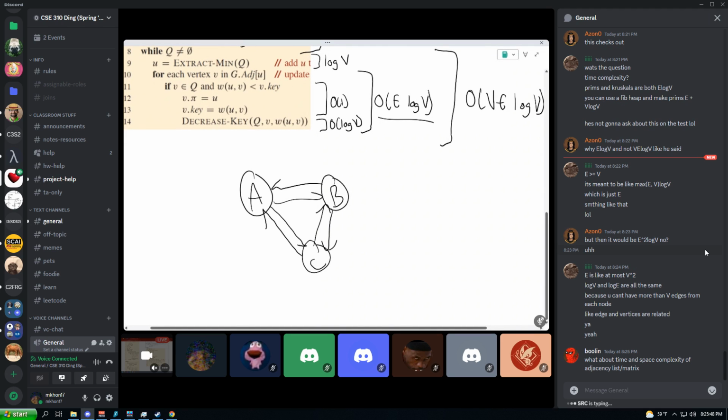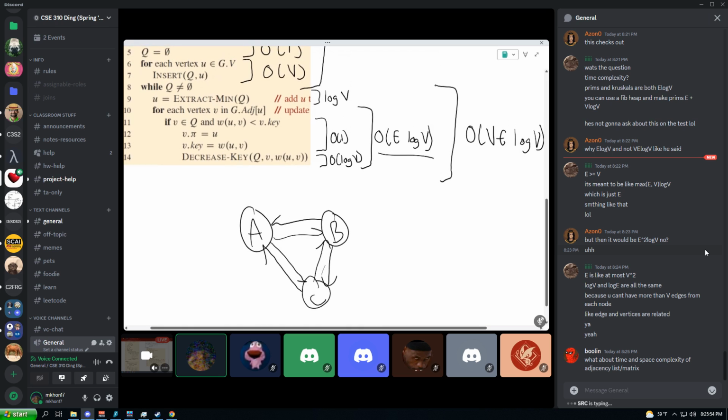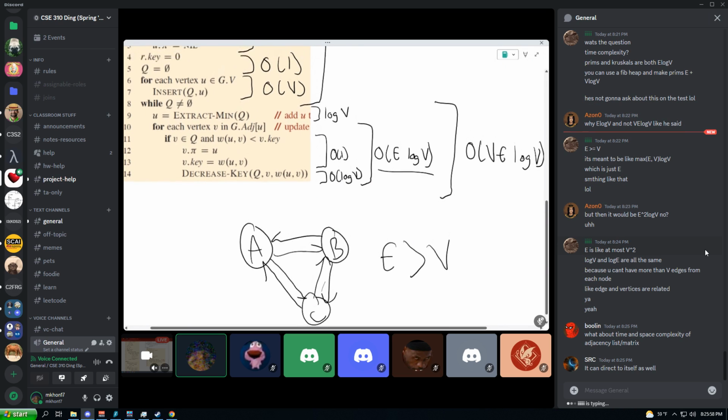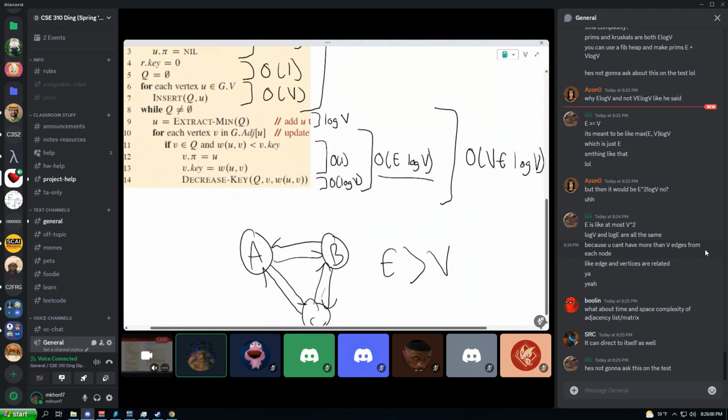So this would be what? You have 2 coming from there, 2 coming from there, 2 coming from there. So E must be greater than V, because you have to include directed graphs. So if you have E, it's going to overtake that. That makes sense.